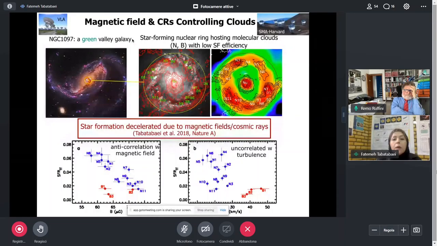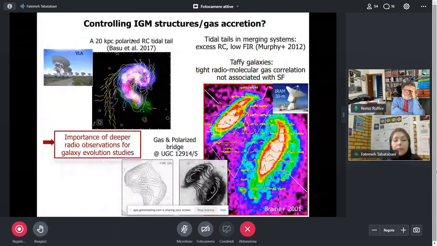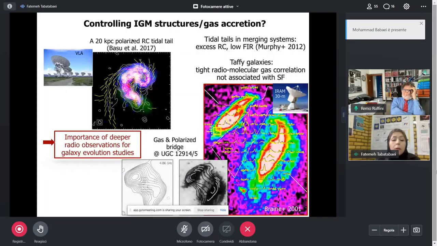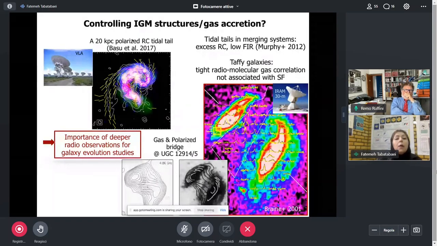Similar behavior you can also see in a couple of cases at much larger scales in the intergalactic medium. For instance, in the Antennae galaxies, there is a gigantic 20 kiloparsec polarized radio continuum tail, which does not form stars, while there is plenty of gas there, HI and CO. And in the Taffy galaxies, as you see here, there is also a similar thing. So this means that the non-thermal pressure from cosmic rays and magnetic fields should be taken more seriously in galaxy evolution studies, and deeper radio observations need to be done for a larger sample of galaxies and also at higher redshifts.